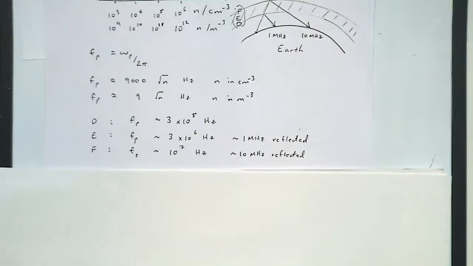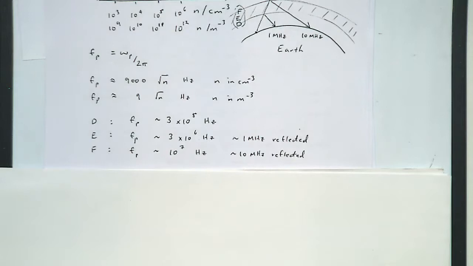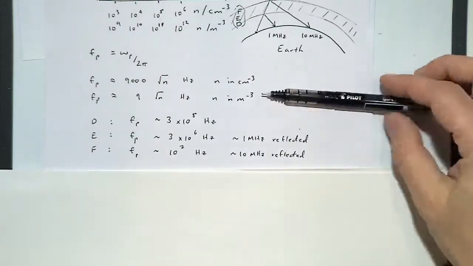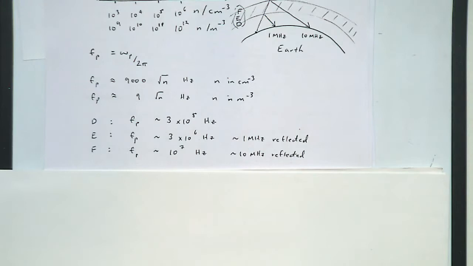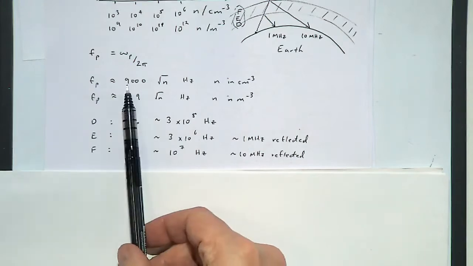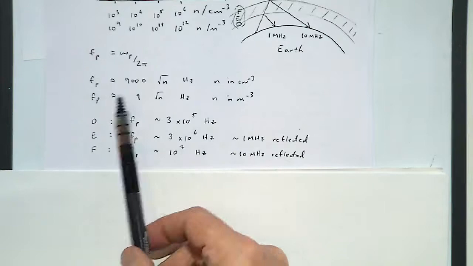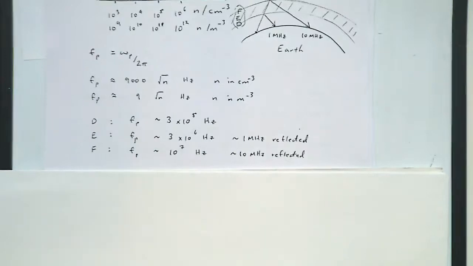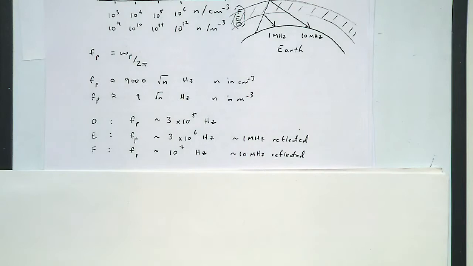Okay, now, let's put some numbers on that. So we had our plasma frequency given in 2 pi units. Remember, we can convert the plasma frequency by using a shorthand. And again, you will see this in the books. So if n is given in per centimeter cubed, then the plasma frequency is something like 9 kilohertz times the square root of n. So if n was 1, the plasma frequency would be 9 kilohertz.